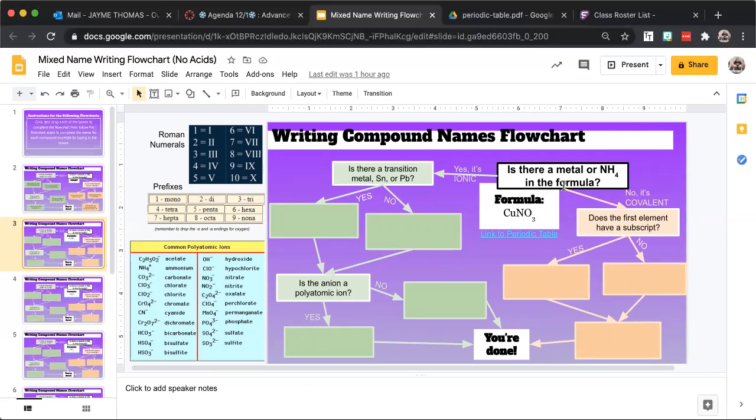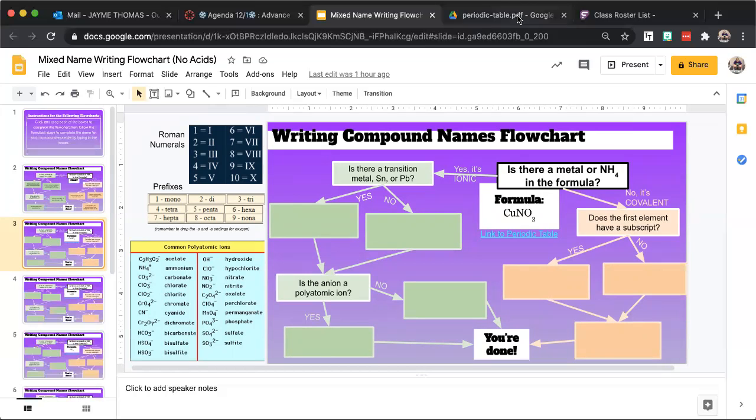Okay, so we're going to start here with this first question. You can either answer in the chat, or if you want to unmute and answer, you can do either one, but I do need to have some participation, okay? That way I know you guys are at least alive and hearing me. So the first question, is there a metal or NH4 in this formula? I think it's pretty obvious there's no NH4, okay? So is there a metal in the formula?